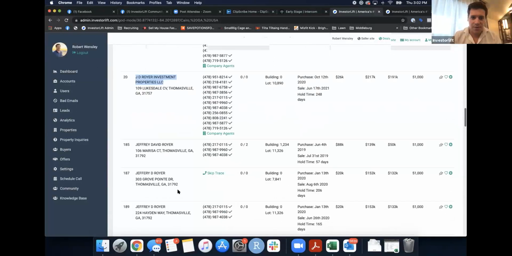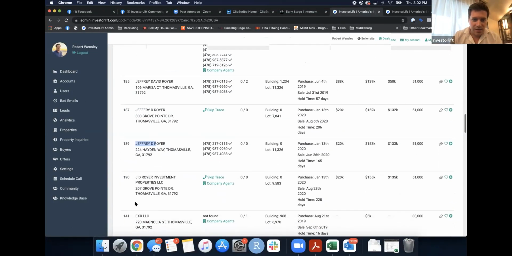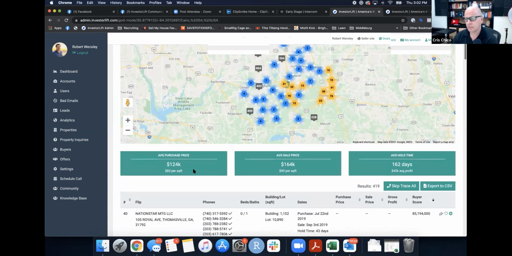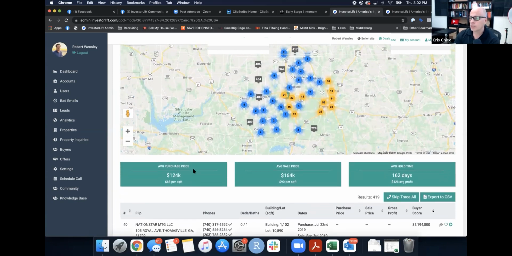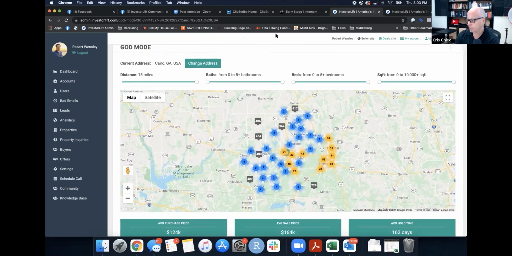It's already skip traced for you. This guy, he's doing one here, he's doing one here, he's doing one here. There's clearly buyers for this. So you just have to get it at the right price. The other way to do this is I will go into that city on Google Maps and just find an address of a single family house that's in the city, like Cairo, and you can use that as a center point if you want. Yeah, so that's the other way.